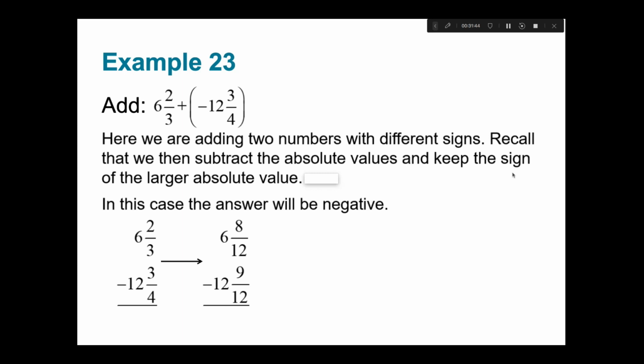When I multiply, what do I multiply 4 times to get to 12? So whatever I do to the bottom, also have to do to the top. And since it's negative, we actually subtract, right? Right. Yep.